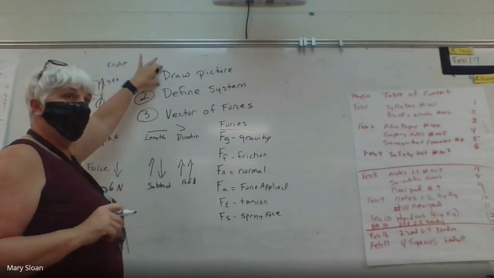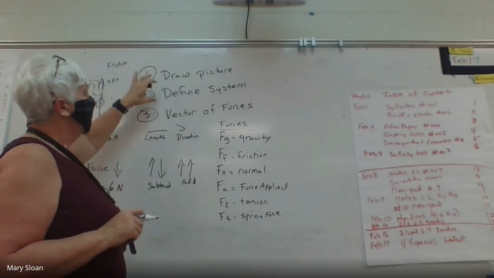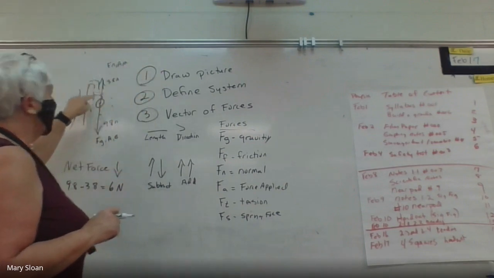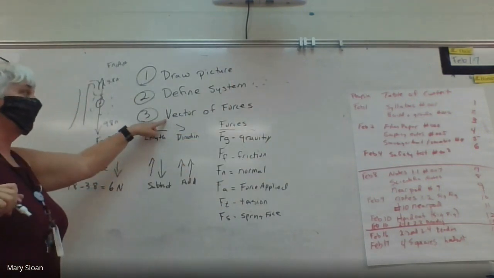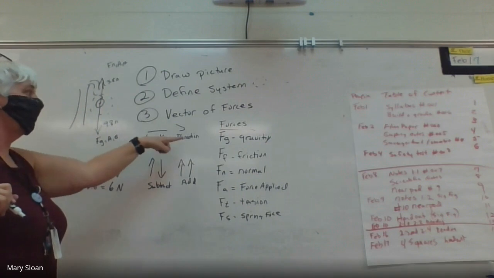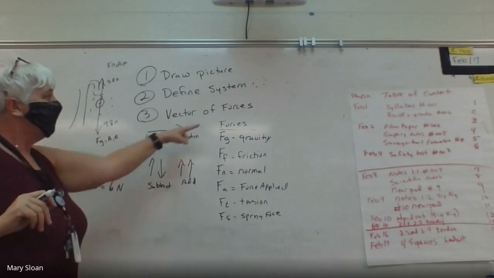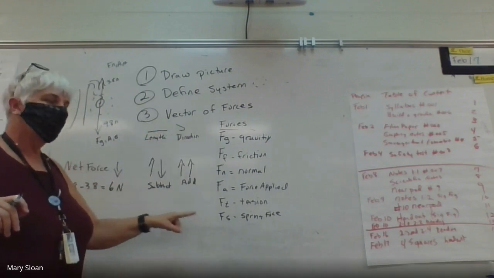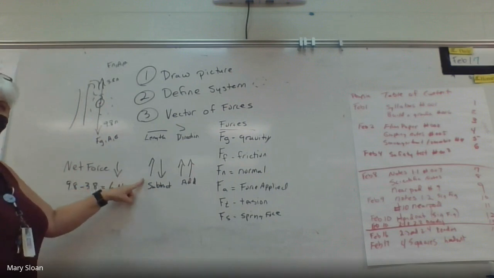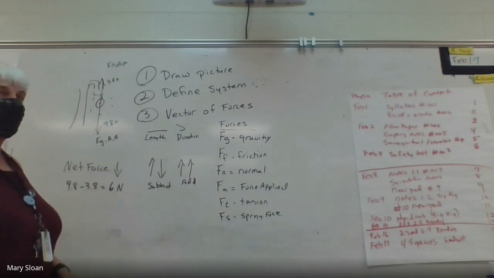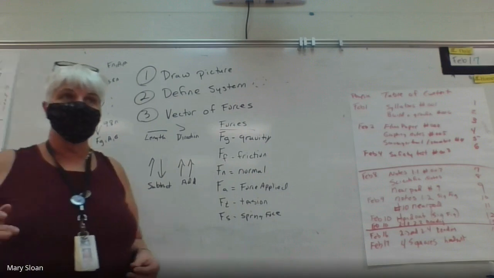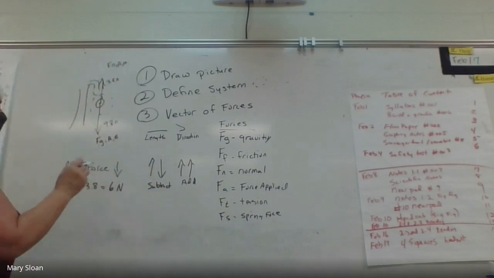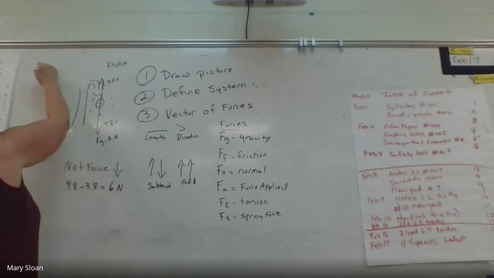That's what you're going to have to do today. You have to draw the picture for the quiz. You need to define the system by doing the circle, remember? You need to do your vectors. Remember your length and your direction. Here are your forces that you have. If they're opposite forces, you subtract. If they are the same direction, you add. On this quiz, there's no numbers, okay? Gravity is always going to be 9.8.